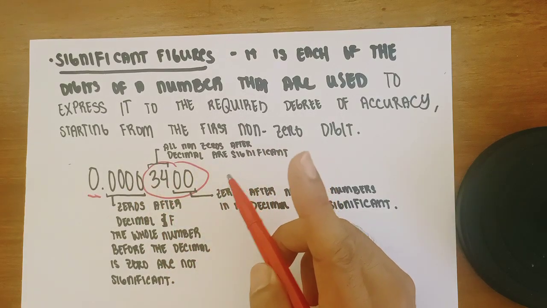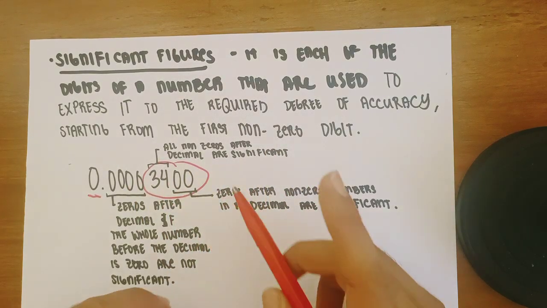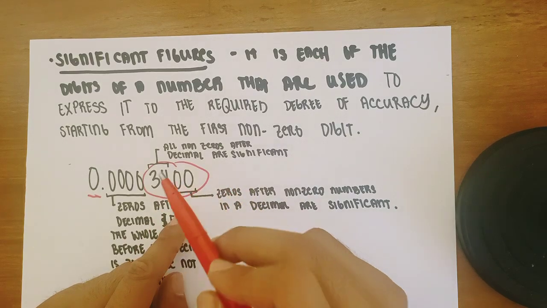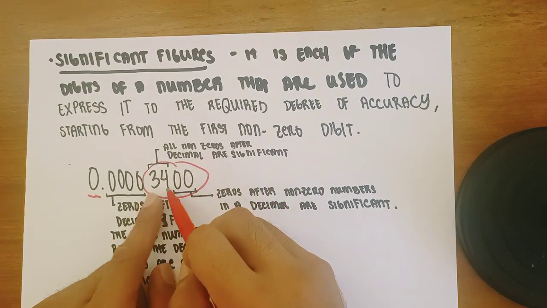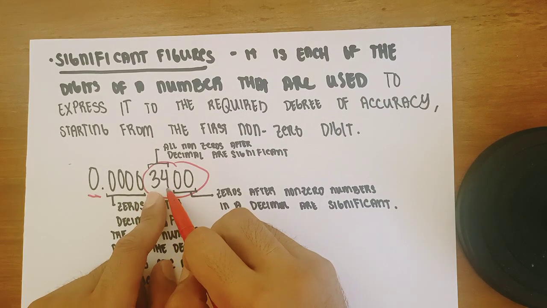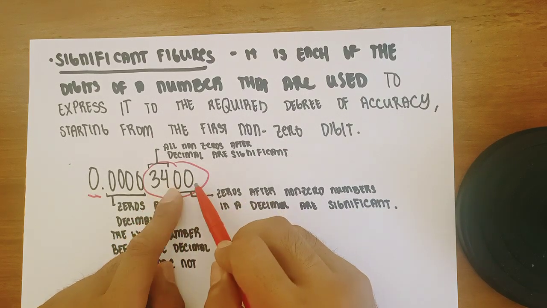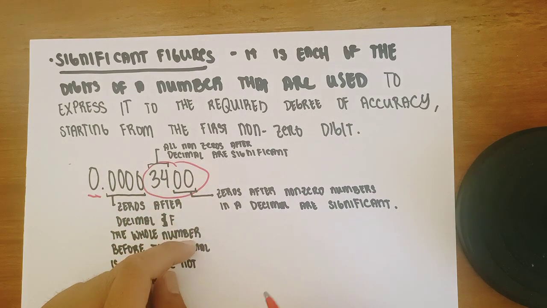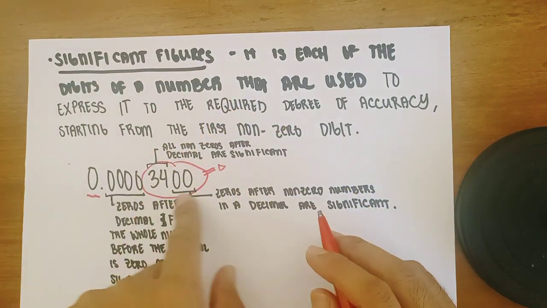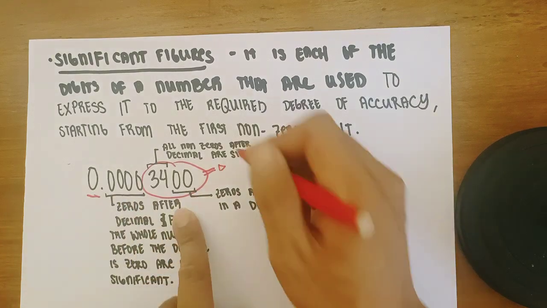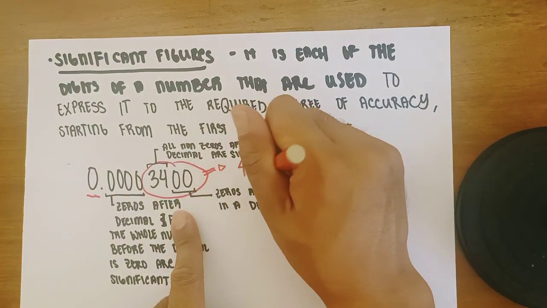Pero, this is where it gets tricky. Kasi yung mga 0 na sumunod, pagkatapos ng non-zero, sila ay kinoconsidered na significant na din. Kaya, itong number na to has 4 significant figures.